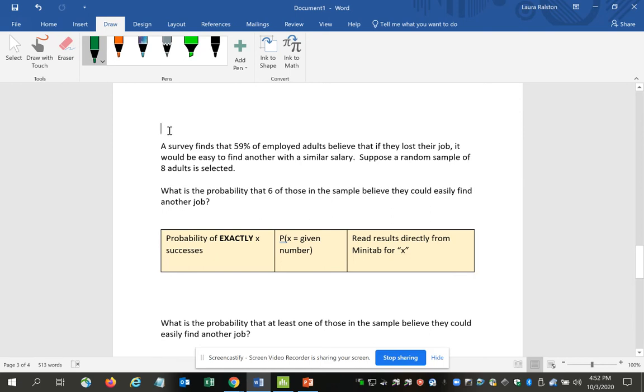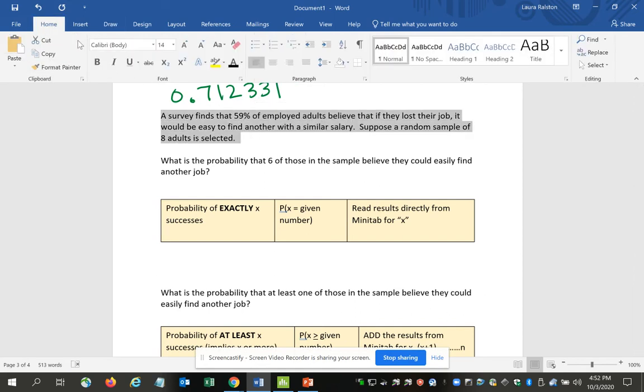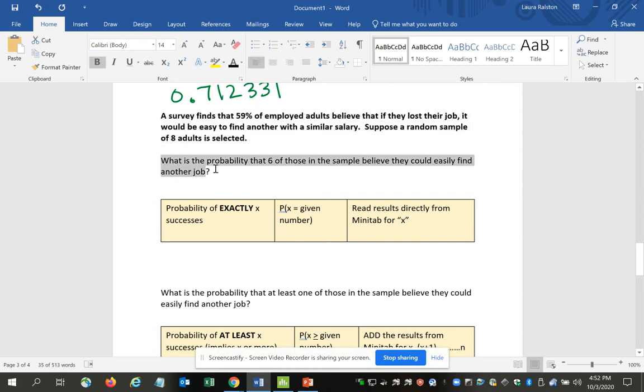This particular scenario goes with the next two questions. Okay, so it says a survey finds that 59% of employed adults believe that if they lost their job, it would be easy to find another one with a similar salary. Suppose a random sample of 8 adults is selected. And then the first question says, what is the probability that 6 of those in the sample believe they could easily find another job?